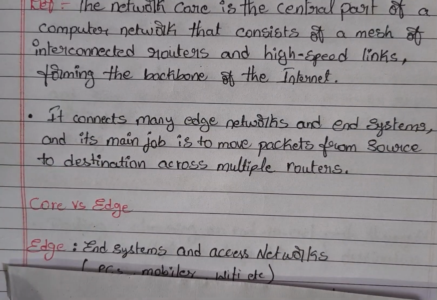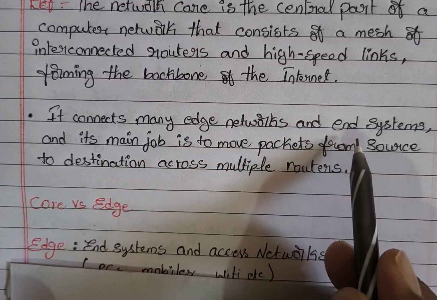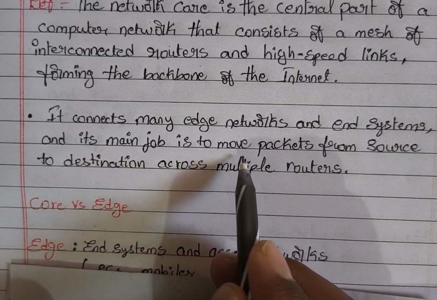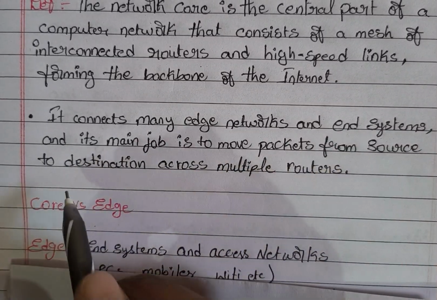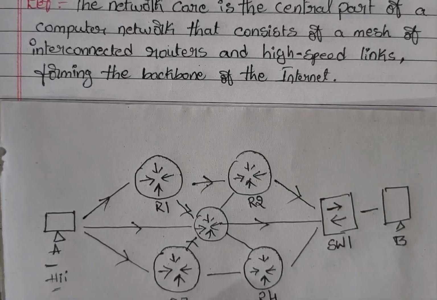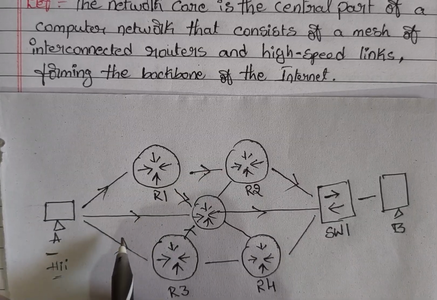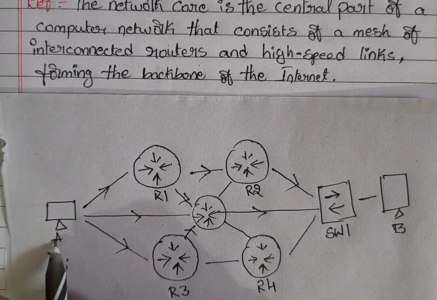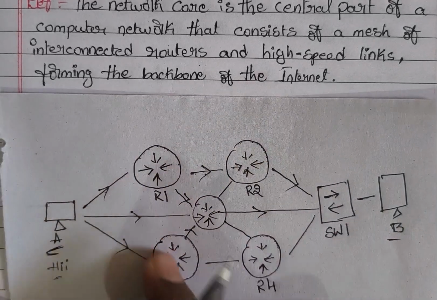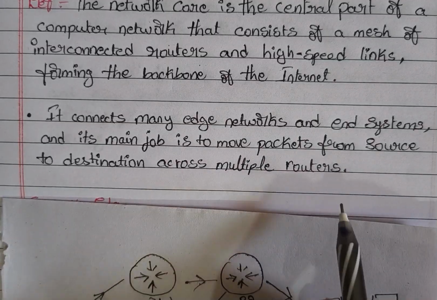Next we are moving forward. It connects many edge networks and end systems, and its main job is to move packets from source to destination across multiple routers. The network core's main job is to forward the packet from source to destination through the multiple routers and switches.